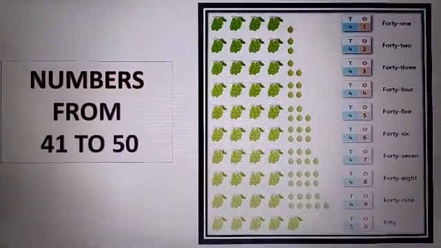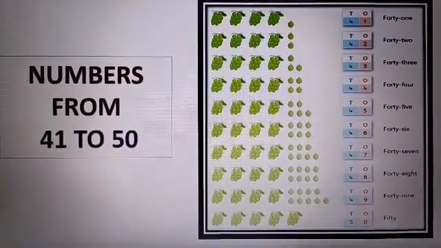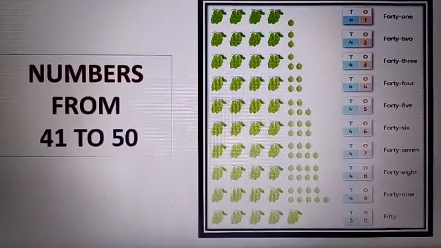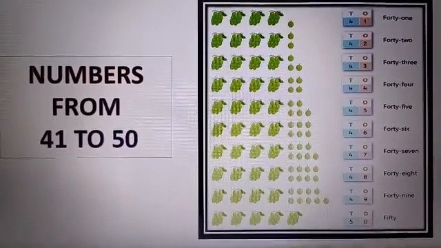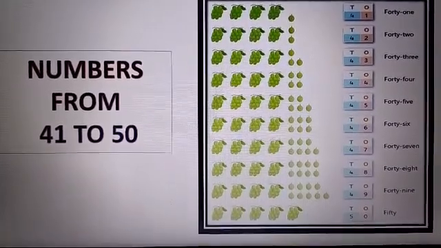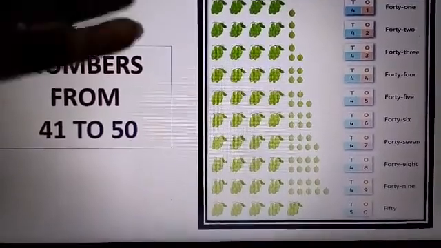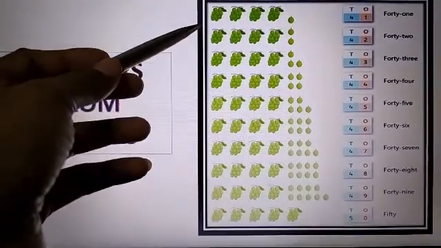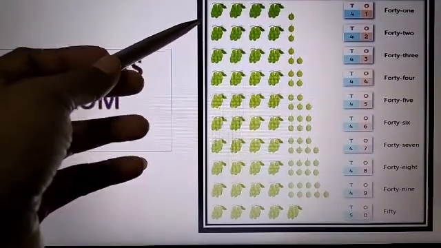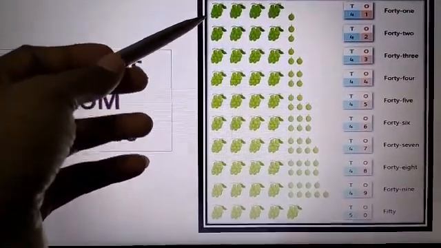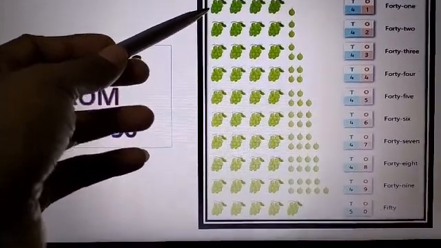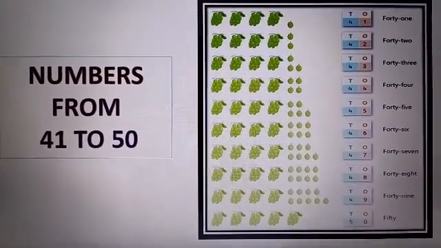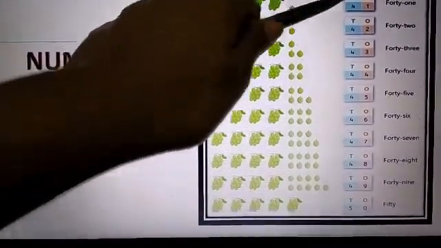So kids, now let's move further to the numbers 41 to 50. So let's begin. Now as you can see in the picture, how many bunches of grapes are there? 1, 2, 3, 4. One bunch has 10 grapes. So one bunch is of 10. So here are 4 bunches, 1, 2, 3, 4. So we have 40 and 1. That is 41.